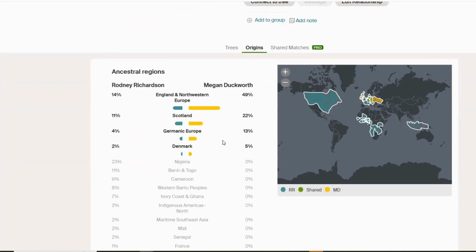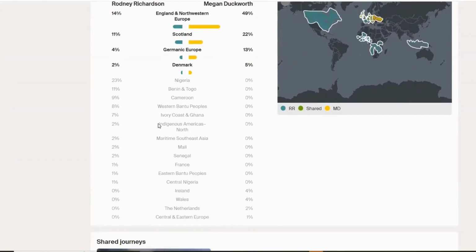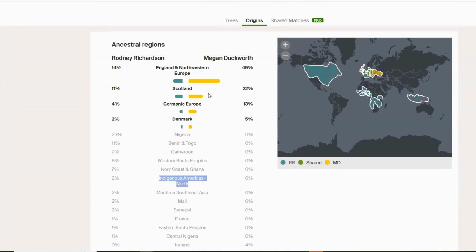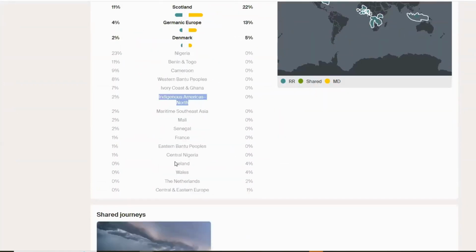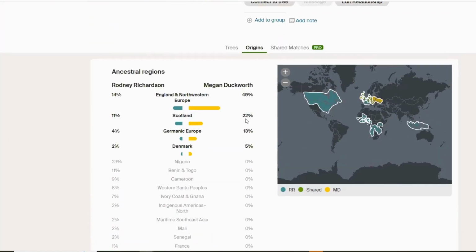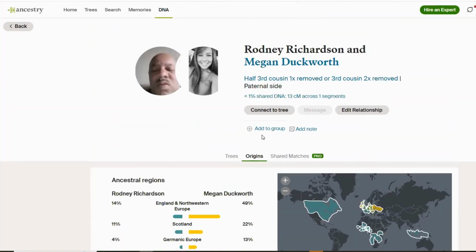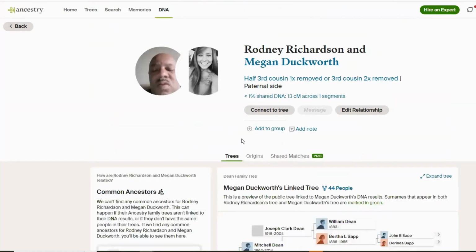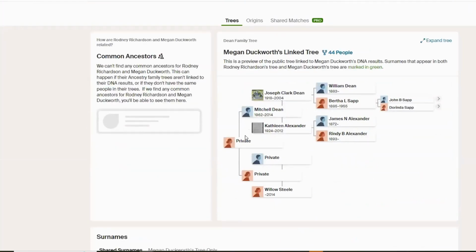So she has Indigenous North America? No, she doesn't. That's Rodney. Rodney does. She has Ireland, Wales, and Central and Eastern Europe. So she has no Afrocentric. What that basically means is I don't know what her tree looks like. She's not giving up a lot.